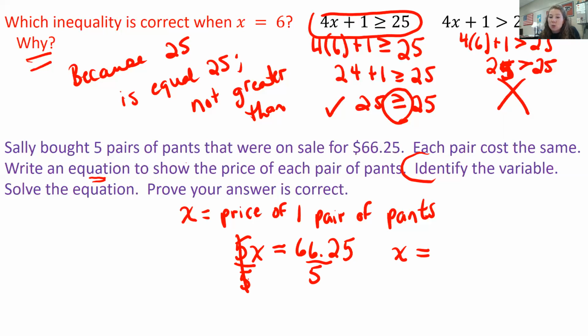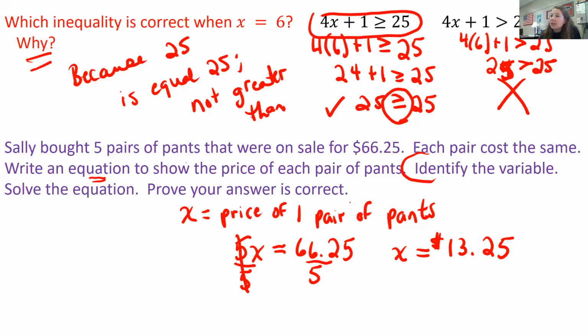So I'm just going to plug that right in my calculator. 5 divided by 5 is 1, and 1 times x is x. So I'm going to divide 66.25 by 5, and I found out that the pants are $13.25 each.